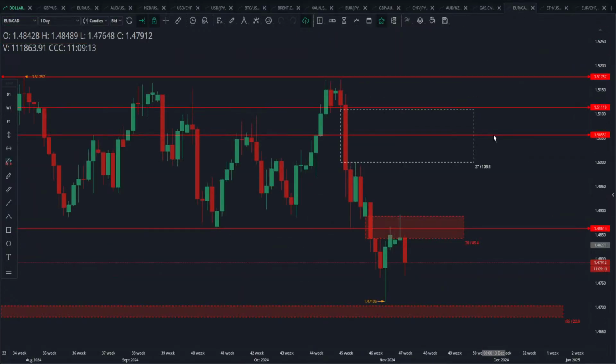So last is EuroCAD. We are expecting lower prices. It traded the fair value gap, could not go higher than the 50%, and traded lower. Now the next fair value gap is here around 1.4696 area.